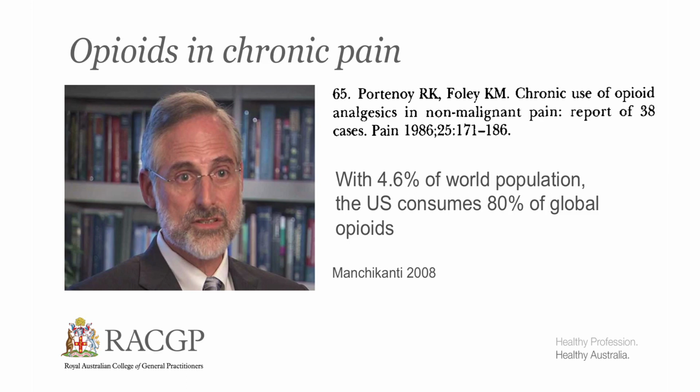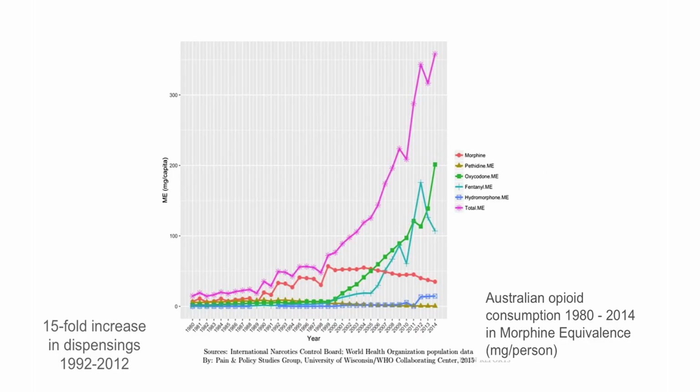And now it's to the point where the United States, with less than 5% of the world's population, consumes a vast majority of global opioids. But in terms of per capita consumption of opioids, Australia's right up there. Next slide. Russell Portnoy, incidentally, has really changed his tune, and in recent years he has acknowledged that he did overstate the benefit and minimise the harm.